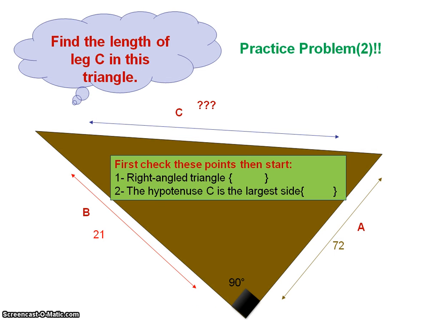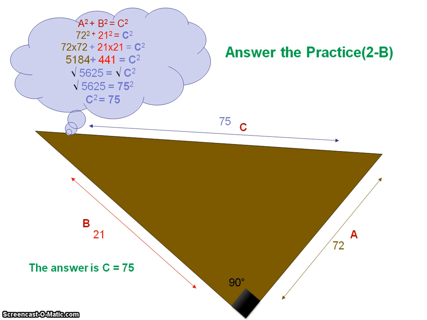Now, let's do it with a larger number. Can you find the length of leg C in this triangle? And again, check these points in the box. Pause the video. Are you done? You're right, it's a right triangle. And now, let's see your answer. If your answer is C equals 75, it means you're right. But if it's not, you have to figure out where your mistake is.